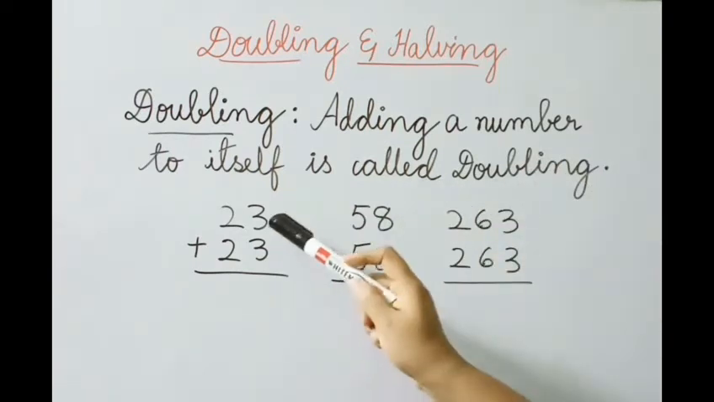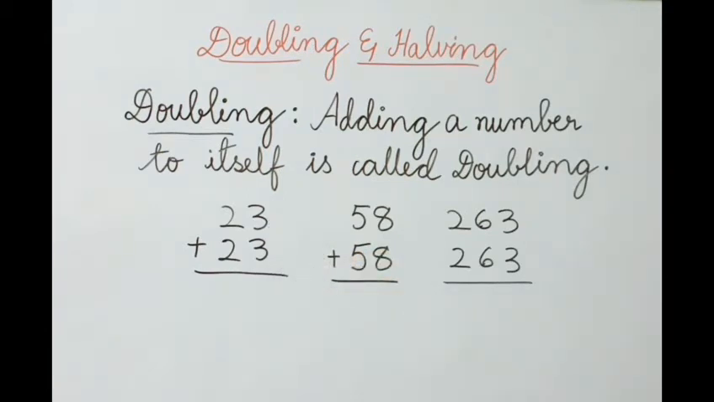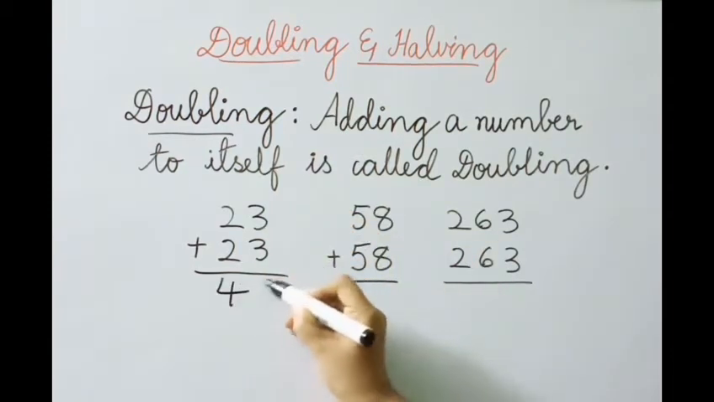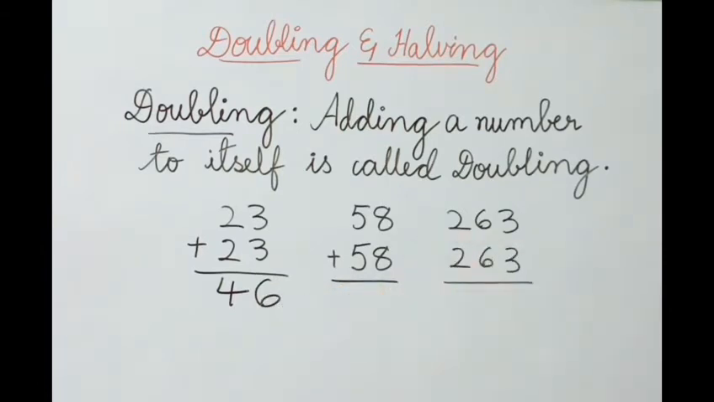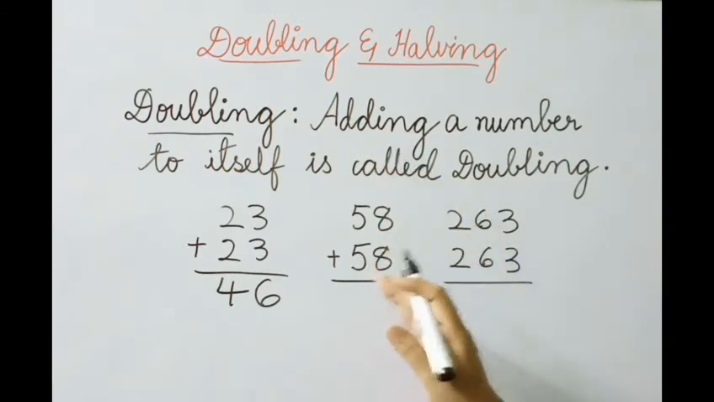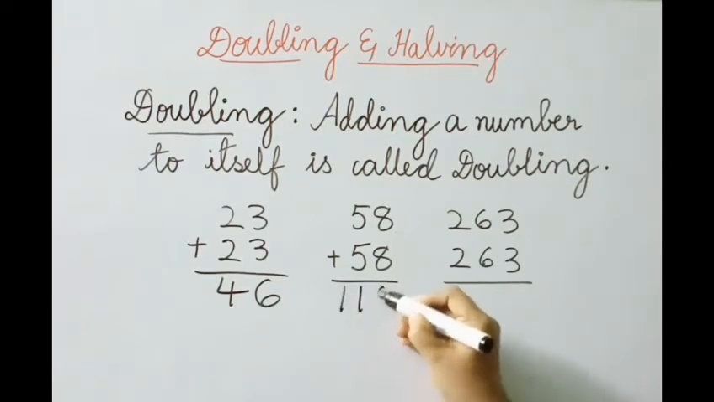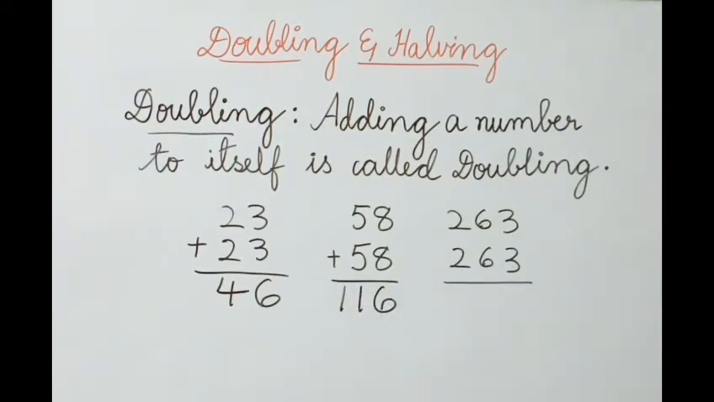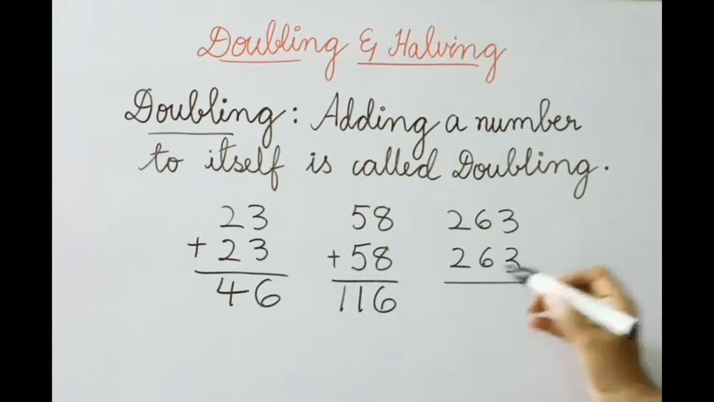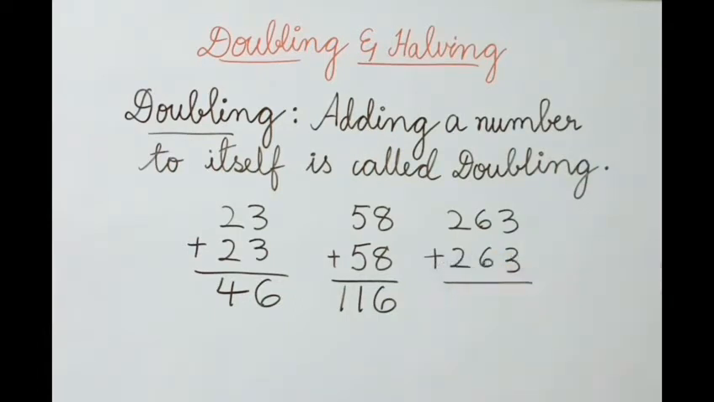See the first example, 23 plus 23. How can we add? 20 plus 20, 40. 3 plus 3, 6. 40 plus 6, 46. So 46 is the answer. See the next example, 58 plus 58. So first add 50 plus 50, 100. 8 plus 8, 16. So 100 plus 16, 116.